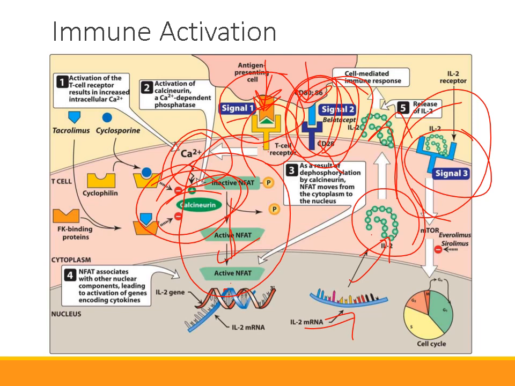Signal 3 involves activation of something called mTOR. It stands for mammalian target of rapamycin. But once interleukin-2 binds to its receptor and we activate mTOR, that causes cell division in the T cell. So cell division, proliferation of T cells. This triggers the T cell, in its life cycle, to go into the actual mitosis process where it can divide. So you can see there's a whole lot involved here.